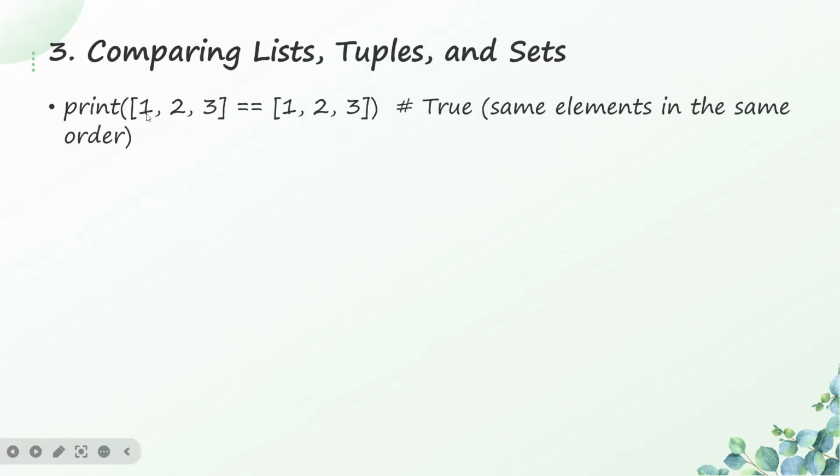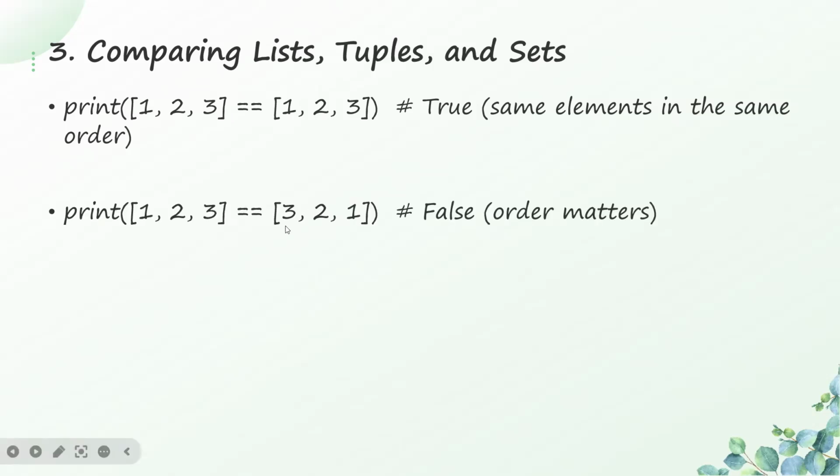This one has 1 in the first position. This one has 1 in the first position. This one has 2 in the second position. This one has 2 in the second position. This one has 3 in the third position. This one has 3 in the third position. So they are equal.